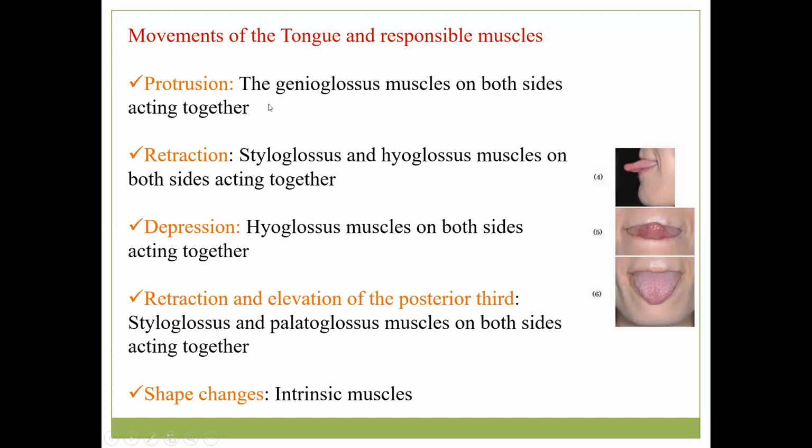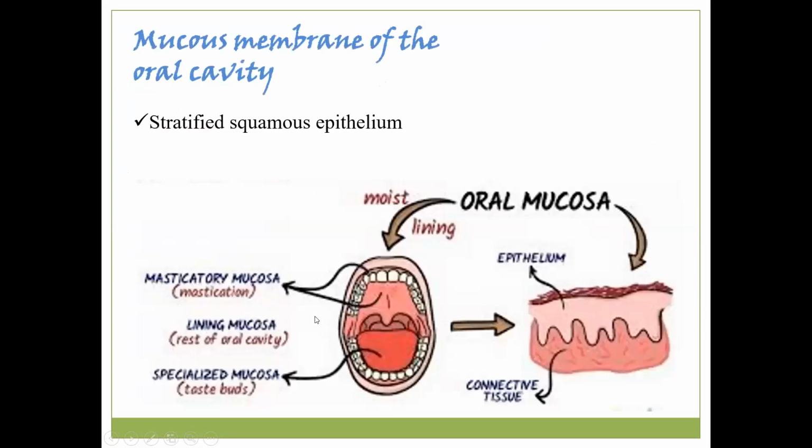Protrusion is caused by the genioglossus muscles on both sides acting together. Retraction occurs by the styloglossus and hyoglossus muscles on both sides acting together. And depression occurs by hyoglossus muscles on both sides. Retraction and elevation occurs by styloglossus and palatoglossus on both sides. Shape changes by the intrinsic muscles.